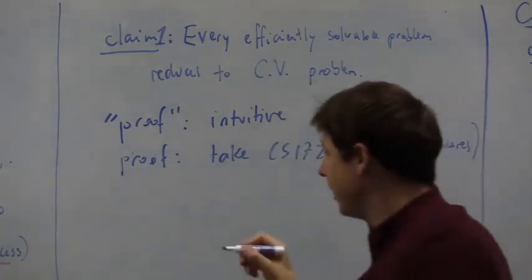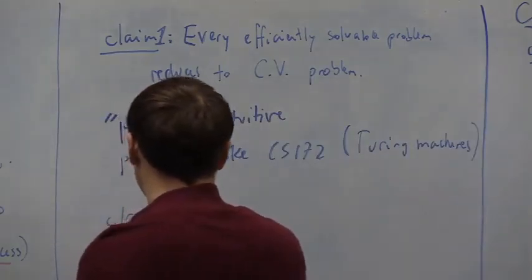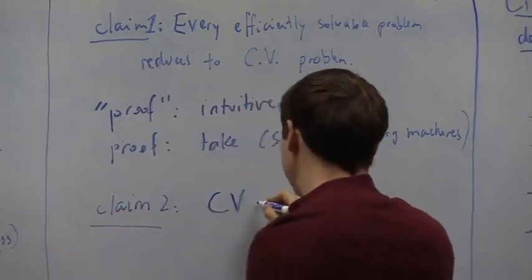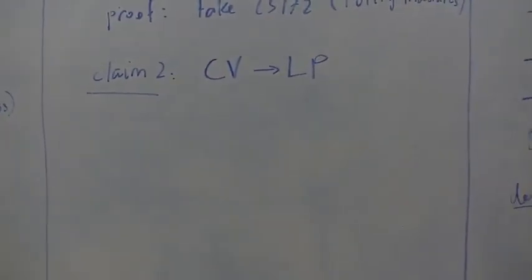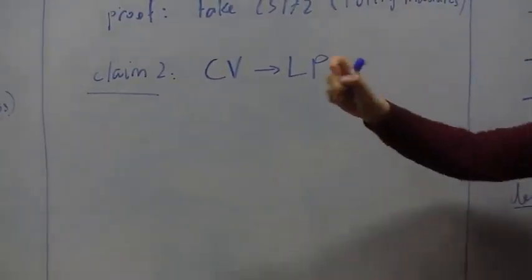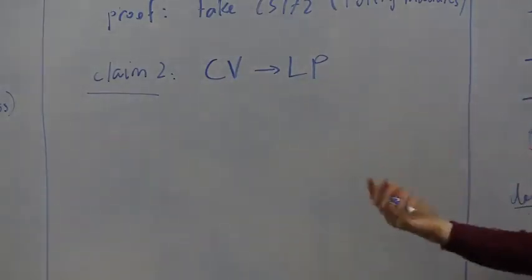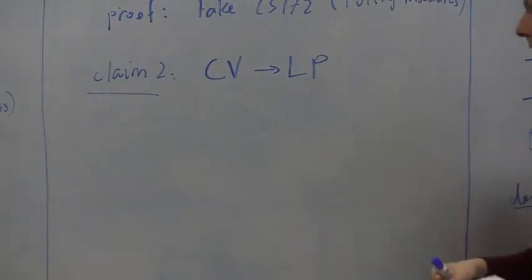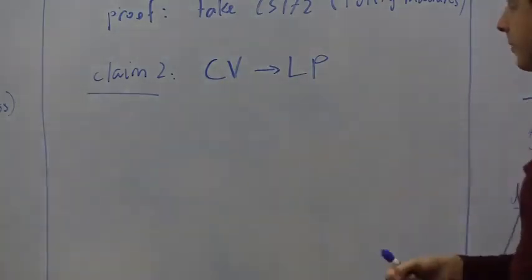The second claim that we're going to prove, for real, is that the circuit value problem reduces to linear programming. We have the tools to prove this because we have a definition for the circuit value problem. We know what linear programming is. We have studied it. And we're going to prove we can write down a reduction from one to the other.